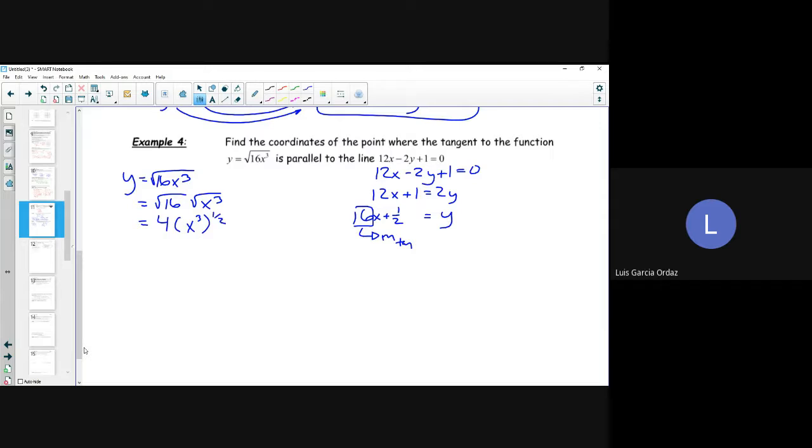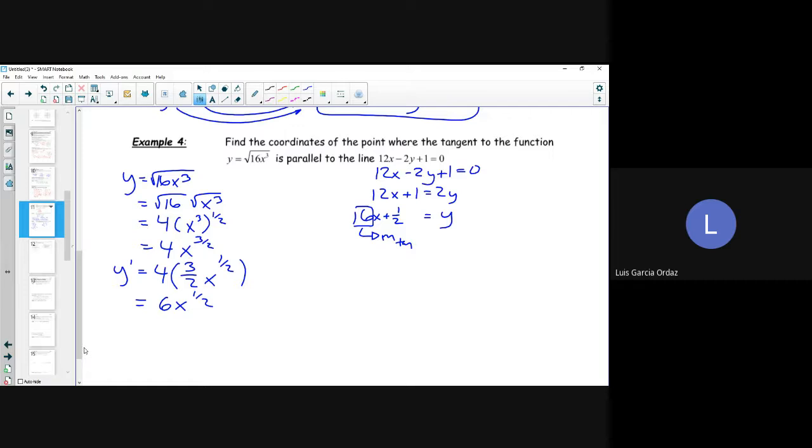which gives me 4x to the power of 3 over 2. And now what I can do is use my constants rule for derivatives, y prime is equal to 4 times the derivative of x to the power of 3 over 2, which is 3 over 2 x to the power of 1 half, which gives me 4 times 3, which gives me 12 over 2, which gives me 6x to the 1 half.